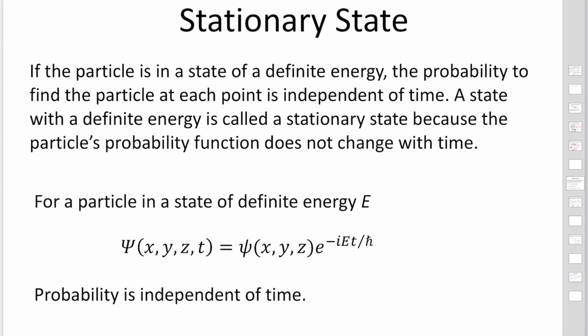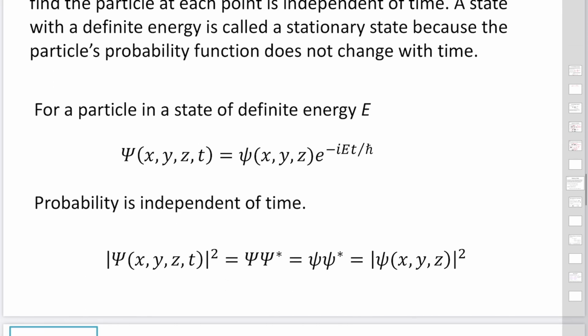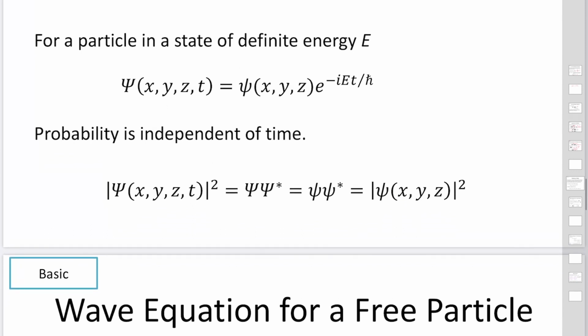Then we consider a special case of the stationary state. If the particle is in a state of definite energy, the probability to find the particle at each point is independent of time. A state with a definite energy is called a stationary state because the particle's probability function does not change with time.